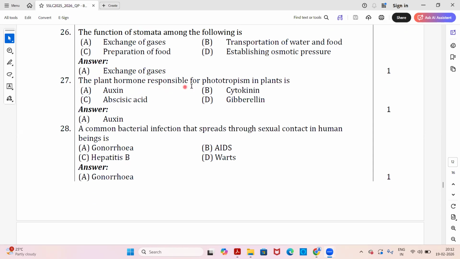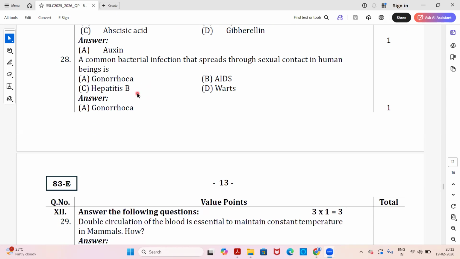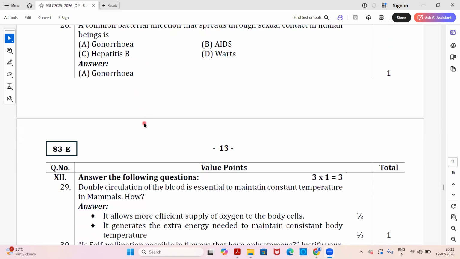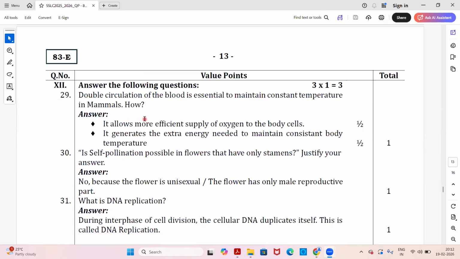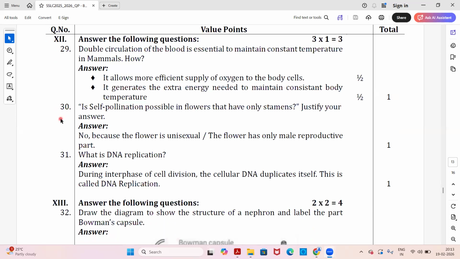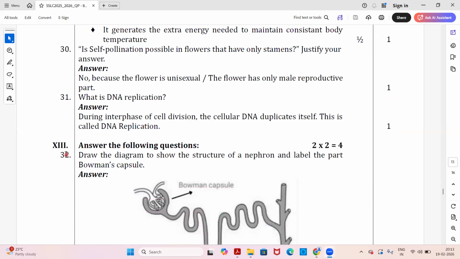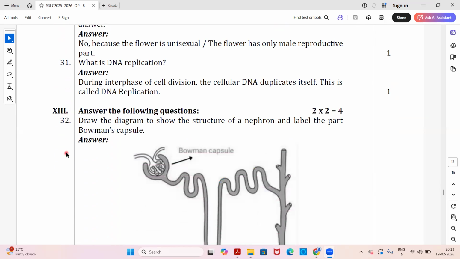The plant hormone responsible for phototropism in plants is option A, auxin. A common bacterial infection that spreads through sexual contact in human beings is gonorrhea, option A. Okay. Then next, answer the following questions. Question 29, then you have the answer for it. Question 30, answer for it. Question 31 and its answer. You can pause the video, take a screenshot and observe the answers properly.